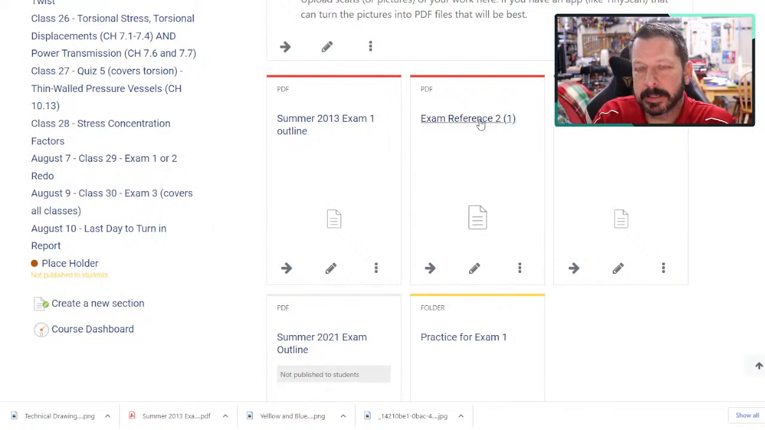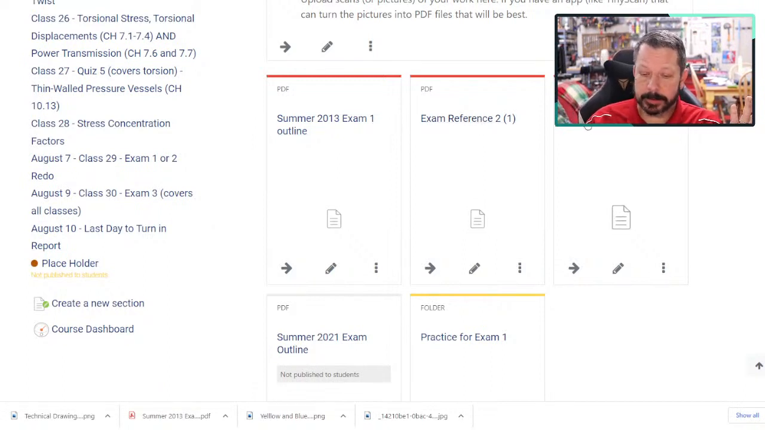I would print them out, although they're scans. I believe they're scans from a copy machine, so they're not super clear, with this tiny little writing. So you do have those, but check them beforehand to make sure you can actually read them. And if not, then get your textbook.